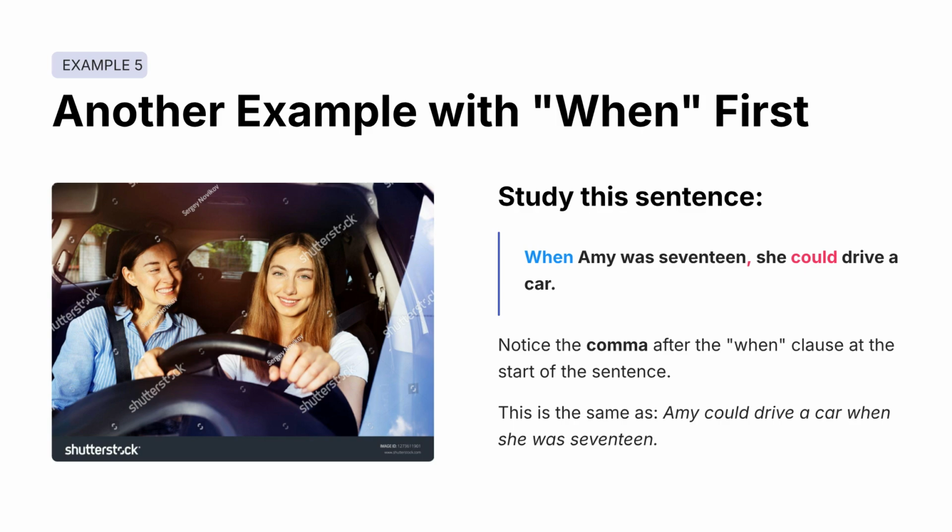Here is example 5, another example with when at the start. Study this sentence. When Amy was 17, she could drive a car. Notice the comma right after the when phrase at the start of the sentence. This means the exact same thing as Amy could drive a car when she was 17.